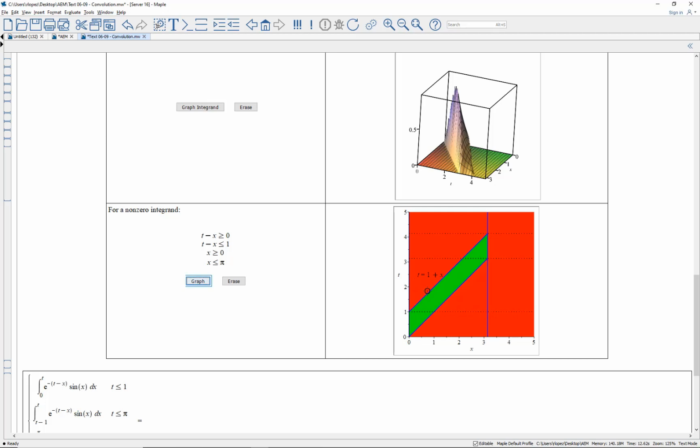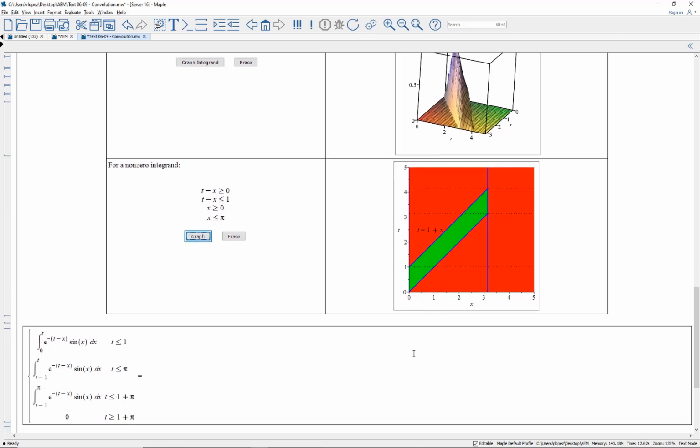Or t equals 1 plus x. Now, this parallelogram corresponds to what's the support for this surface. Red stuff is where that integrand is zero. Green stuff is where it's non-zero.